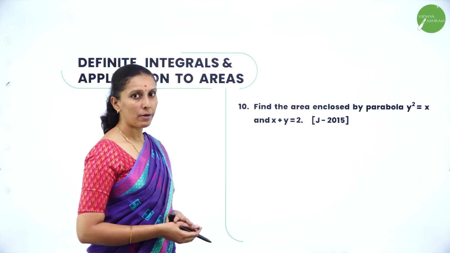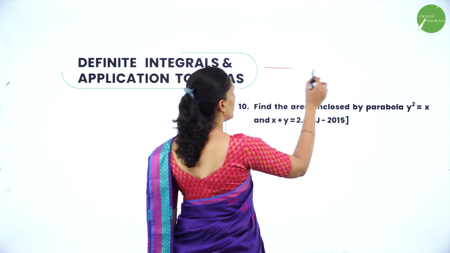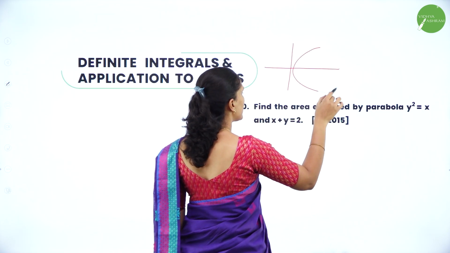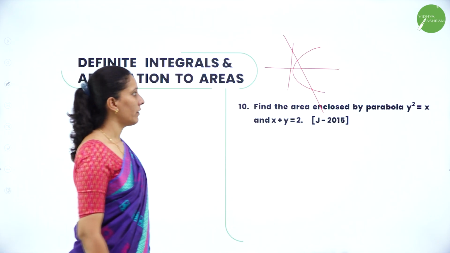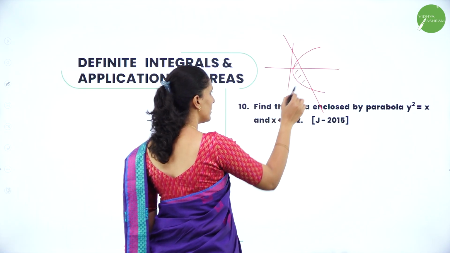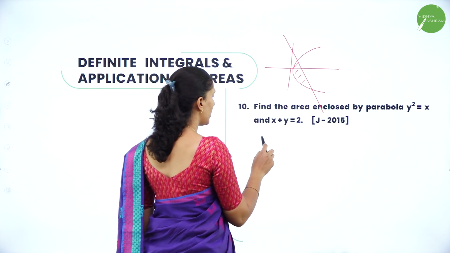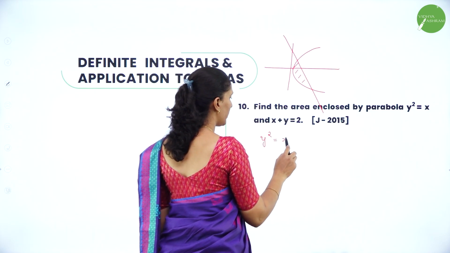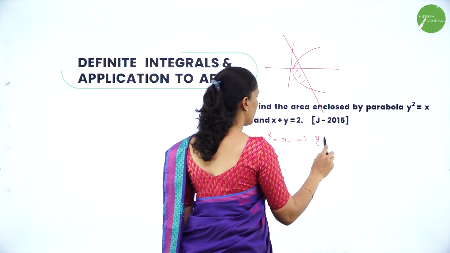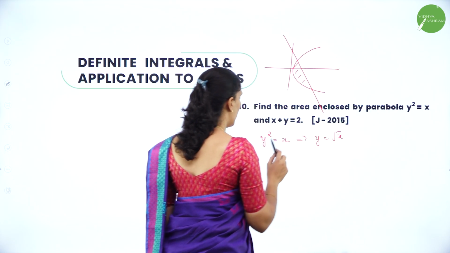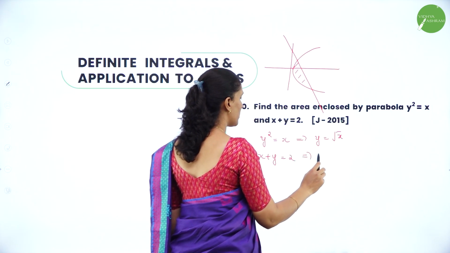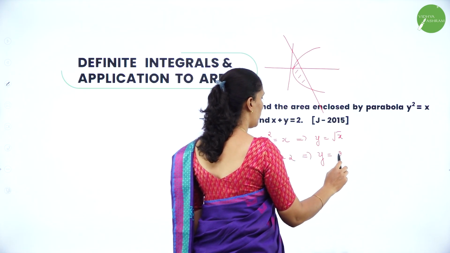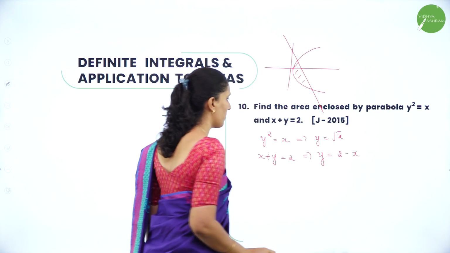So we have a parabola and a straight line. So y square is equal to x and x plus y is equal to 2, a straight line. We need to find the area under this curve. So let us write the equation. We have y square is equal to x. This can be written as y is equal to root x. Next we have x plus y is equal to 2. So this can be written as y is equal to 2 minus x.